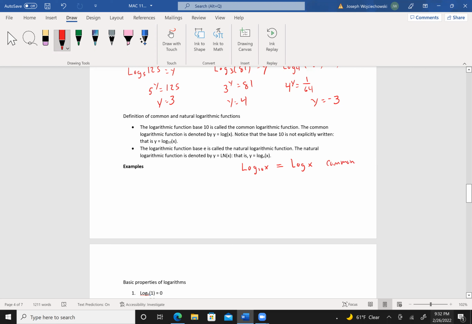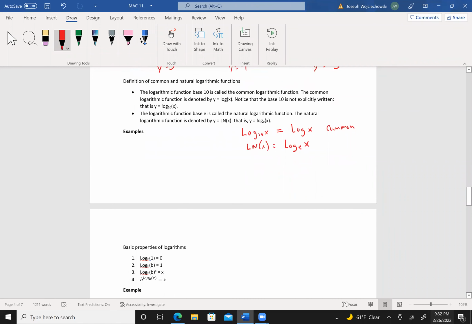Then the logarithmic function base e is called the natural logarithmic function. The natural logarithmic function is denoted ln of x, and this is the same as the log base e of x. So with these two things, we can use these and calculate these on our calculator. We can find the natural log of 10 million.